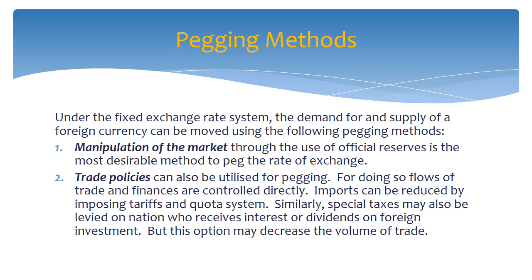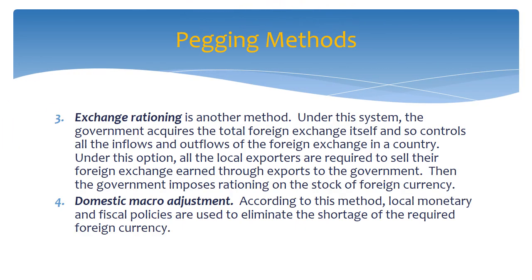For doing so, flows of trade and finances are controlled directly. Imports can be reduced by imposing tariffs and quota systems. Similarly, special taxes may also be levied on nationals who receive interest or dividends on foreign investment, but this option may decrease the volume of trade. 3. Exchange rationing is another method. Under this system, the government acquires the total foreign exchange itself and so controls all the inflows and outflows of foreign exchange in a country.